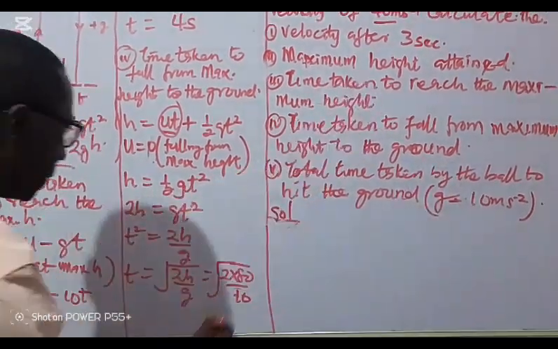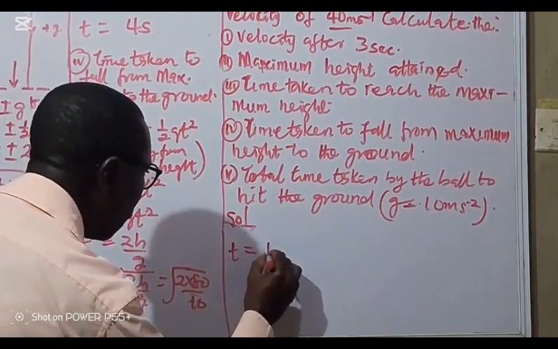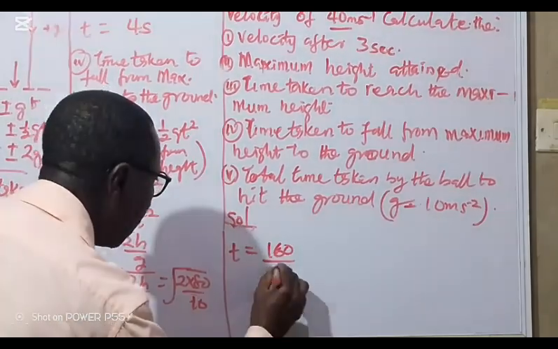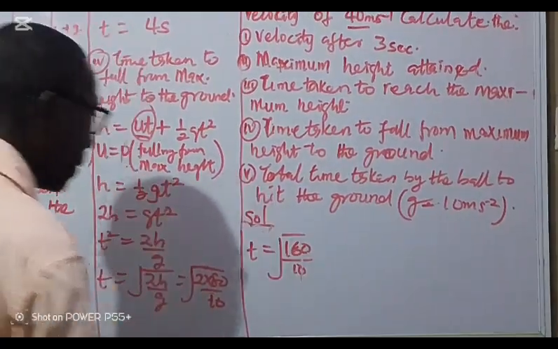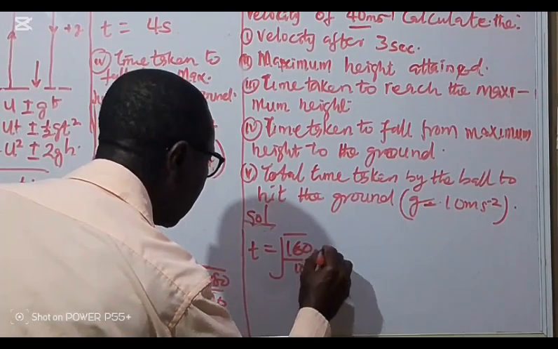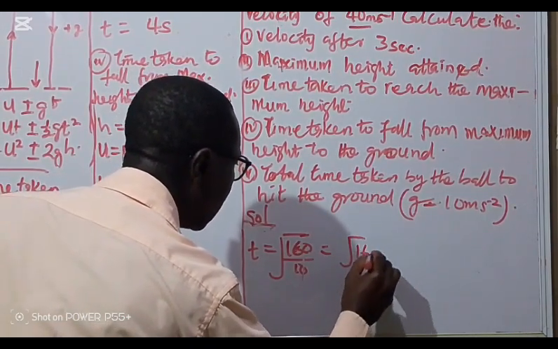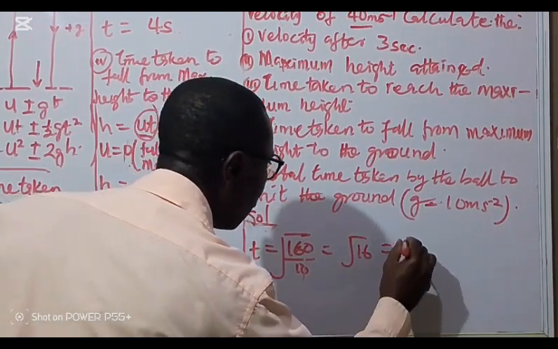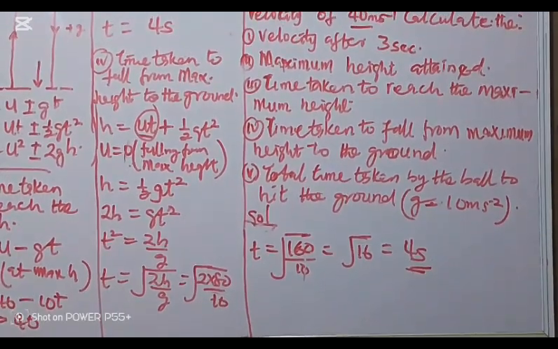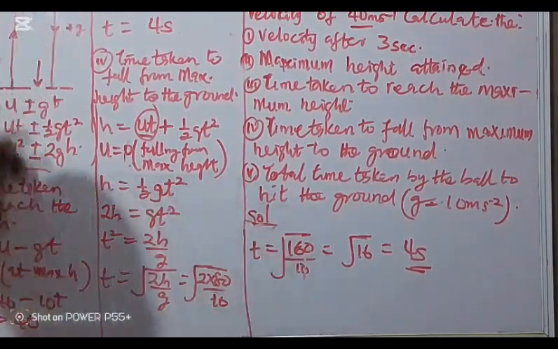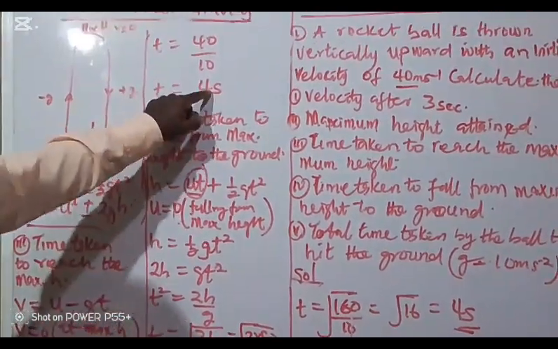Now, from there we can say t squared is equal to 160 over 10. That is 2 multiplied by 80, that's 160. So from there, we can say t will be the square root of 16. So this one will give us 4 seconds. Now you can notice something: the time for this ball to reach the maximum height is 4 seconds.